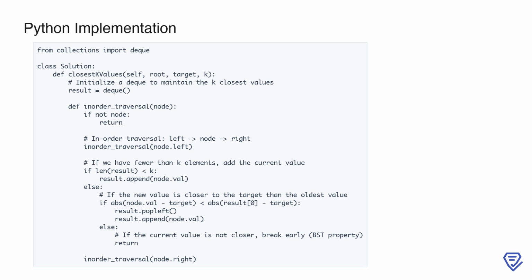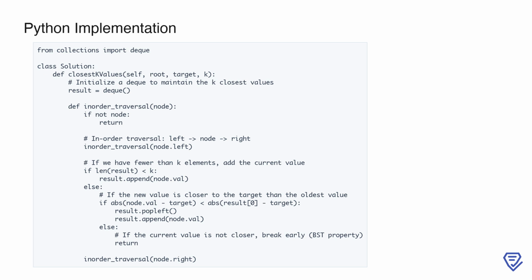Inside this function, we initialize an empty deque called result, which will store the k closest values in sorted order. Next, we define a helper function named in_order_traversal to traverse the tree in order. This traversal ensures that we visit the nodes in sorted order due to the BST property. In the base case of this recursion, if the current node is null, we simply return. Otherwise, we first recursively call in_order_traversal on the left child to explore the left subtree. After exploring the left subtree, we process the current node.